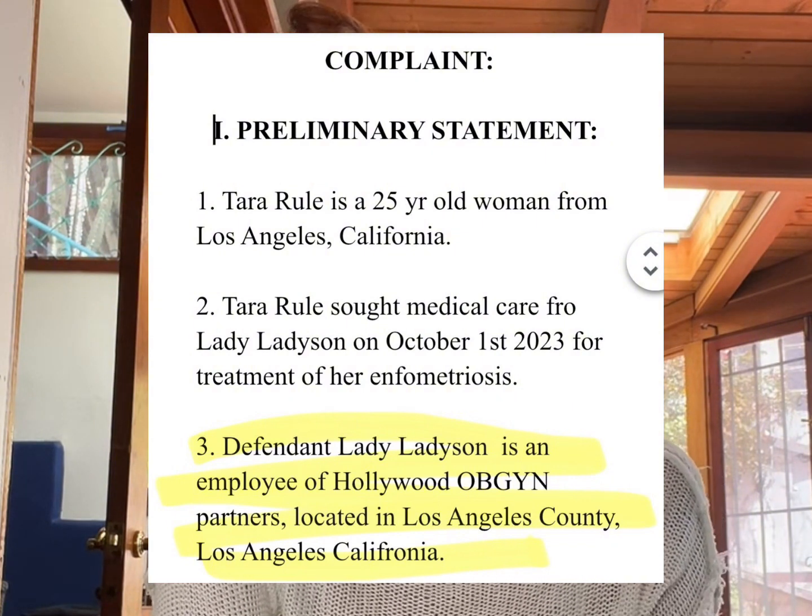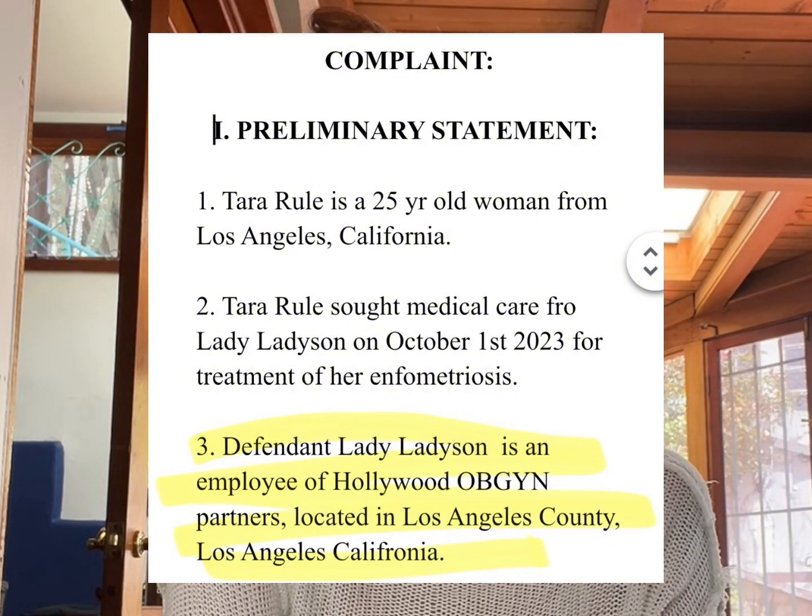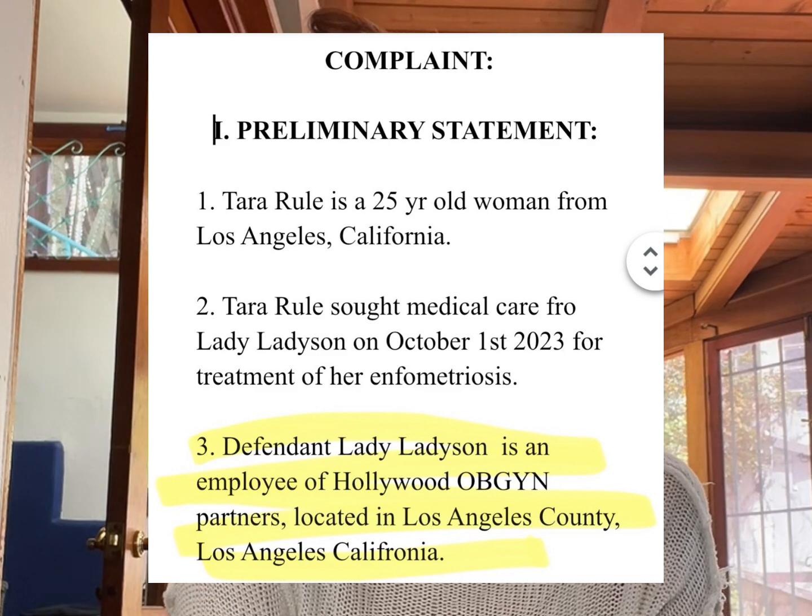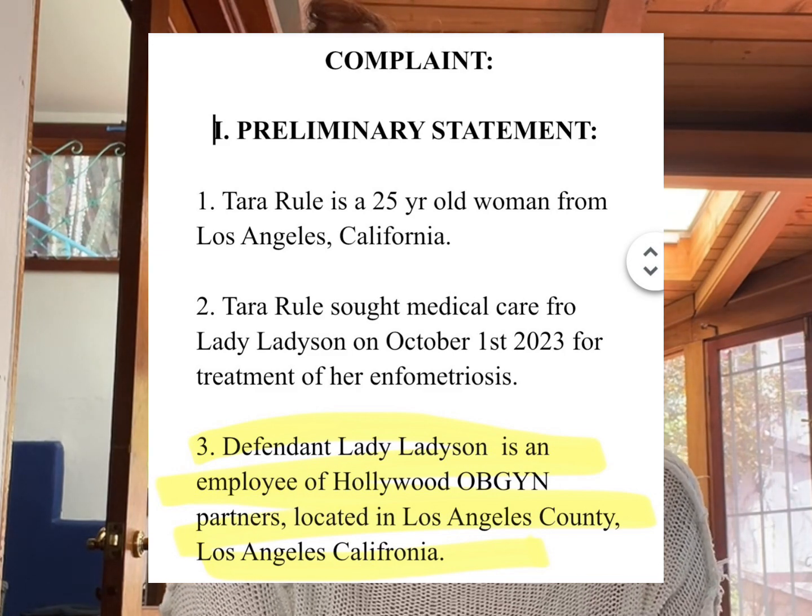So I would recommend doing one defendant at a time. So line 3, Lady Ladyson, MD, is a provider specializing in obstetrics located in Southern California. Next line would be the other defendant, which is the corporations. Defendant Hollywood OBGYN is an obstetrics clinic in Southern California.